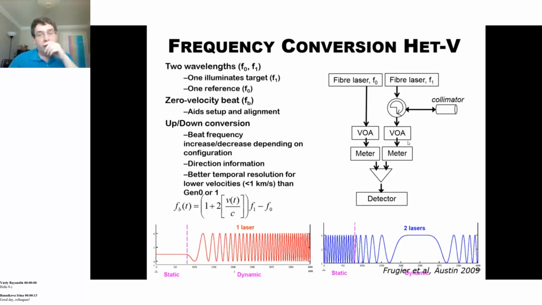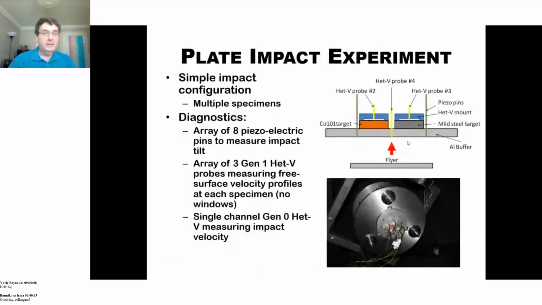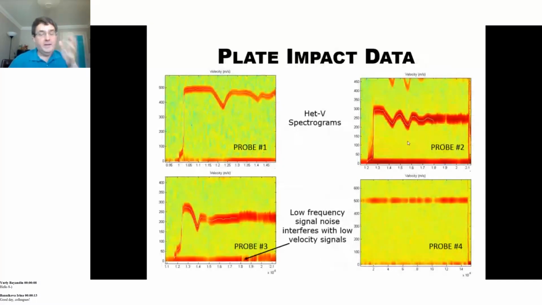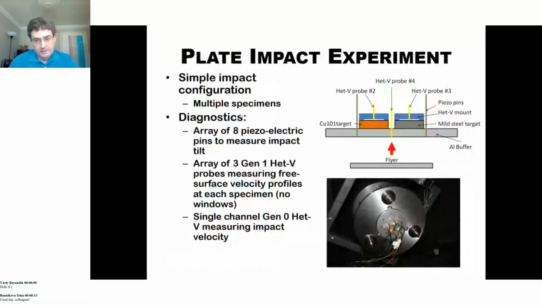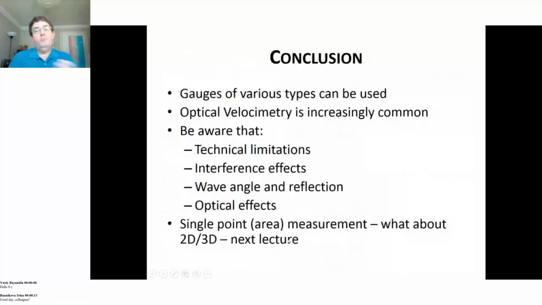You can use them in plate impact experiments and get a number of results from them. So this just shows a series of results gained from a single experiment where we use probe 4 to measure the impact velocity, and the other probes to measure the response of different samples mounted on the target.